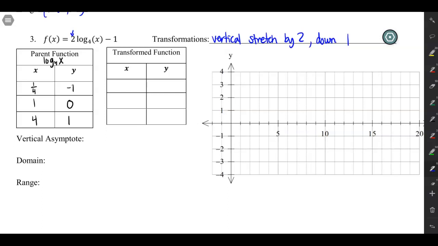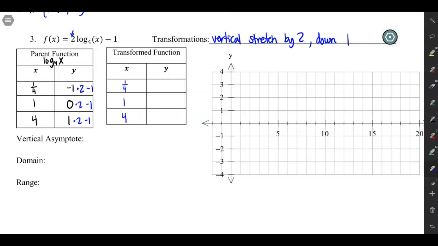So as I think about changing my table, I need to multiply my y values by 2 and I need to subtract 1. And I need to go in that order. So I need to multiply by 2 and then I'm going to subtract 1. So multiply by 2, subtract 1. So my x values are going to stay exactly the same. So I'm just going to go ahead and copy those over. And then I'm going to perform these transformations.